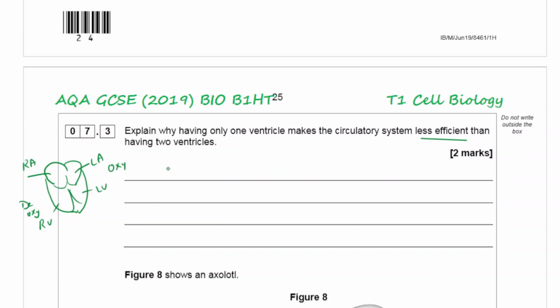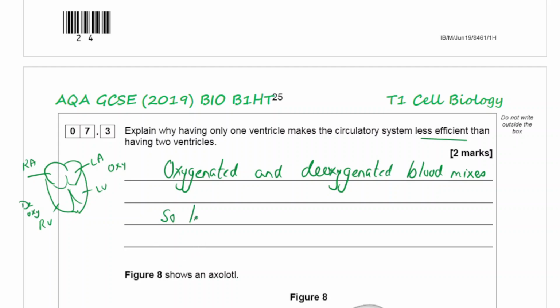So oxygenated and deoxygenated blood mixes, so less oxygen reaches the body tissue.